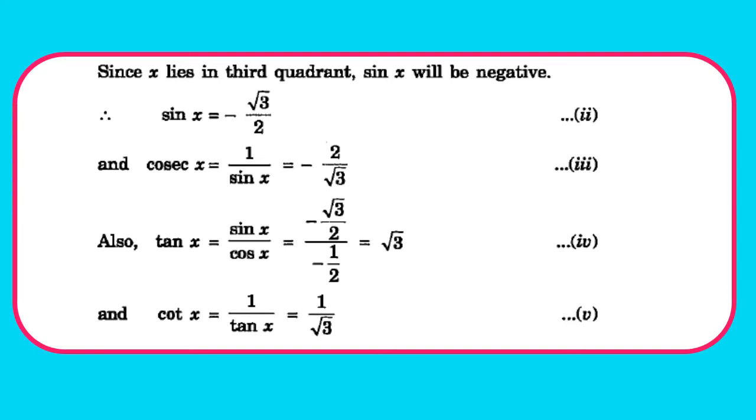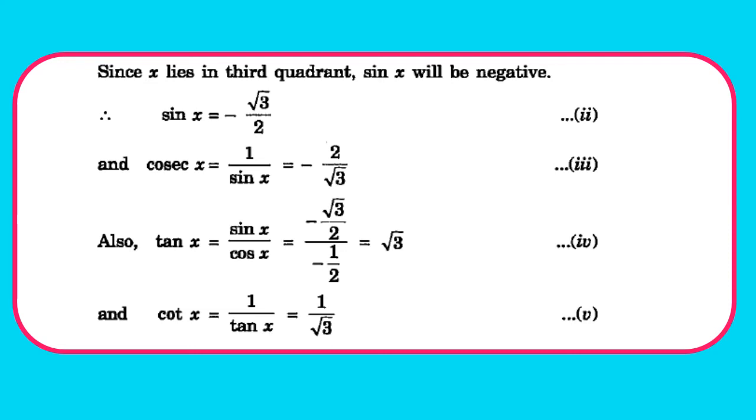Now coming to cosec. Cosec equals what? 1 upon sin. So since sin equals minus root 3 upon 2, cosec will be equal to what? Minus 2 upon root 3. Done. Now coming to tan. Tan equals sin upon cos. So sin equals minus root 3 by 2, cos equals minus 1 upon 2. So the value of tan x is equal to what? Root 3. And cot x equals 1 upon tan. So since tan equals root 3, cot x equals 1 upon root 3.